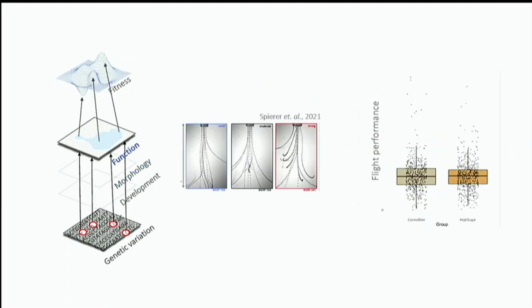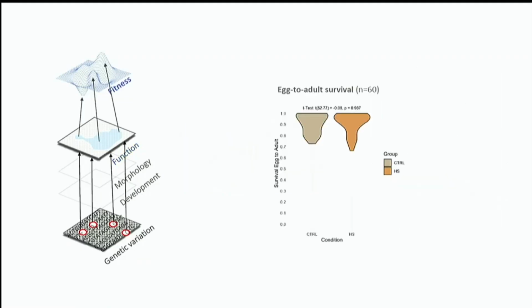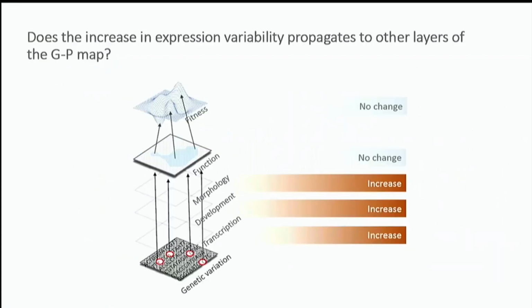And then we get to function, which is approximated by this assay that was developed by a different lab. And here, there's no difference. Flight performance of high sugar and control is the same, and the variance in the individual values is also not significantly different. When you get to fitness, I showed you this plot before, the egg to adult survival ratio of high sugar and control flies is pretty much the same, right? So this is just a quick summary of some of the phenotypes we're collecting.